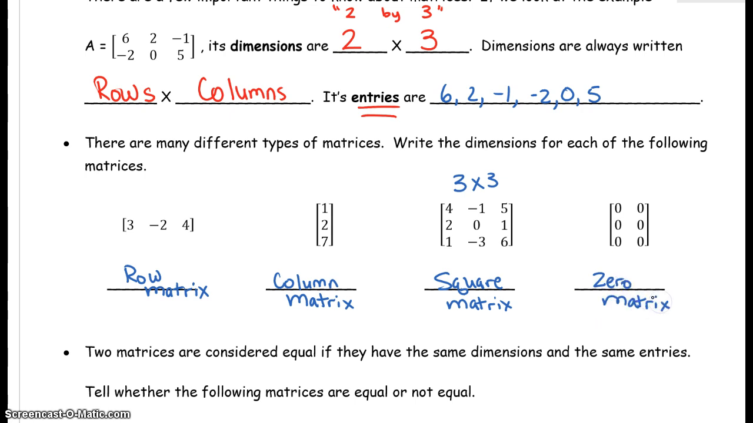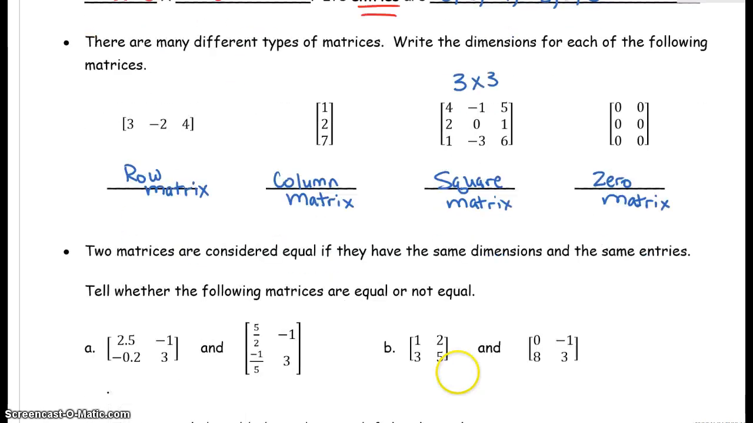The definitions of these are pretty self-explanatory. If you just look at it, it's basically a description that we're trying to give to the matrix. So once again, 1 row, row matrix; 1 column, column matrix; 3 by 3, so it's a square, and a 4 by 4 would be a square as well. And all the entries are zeros, therefore it's a 0 matrix. Alright, well done. Let's look at the next part.